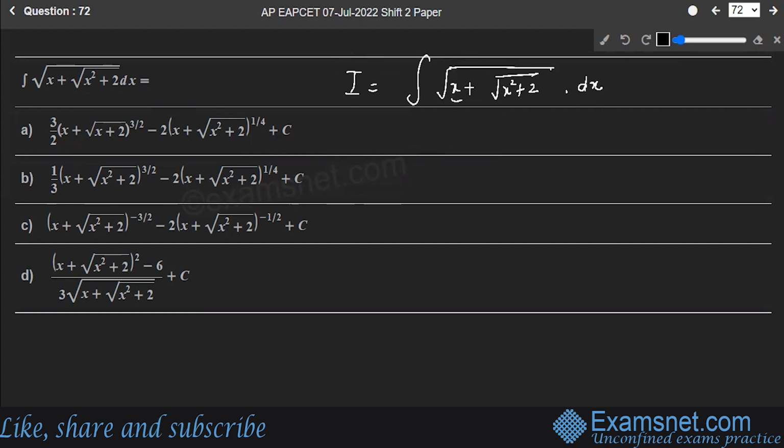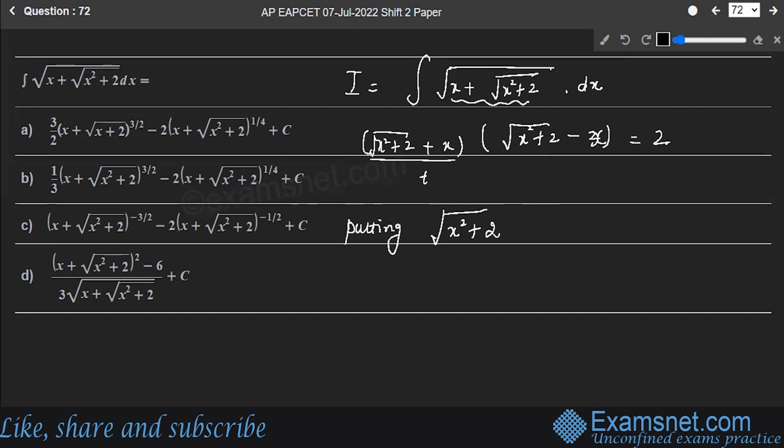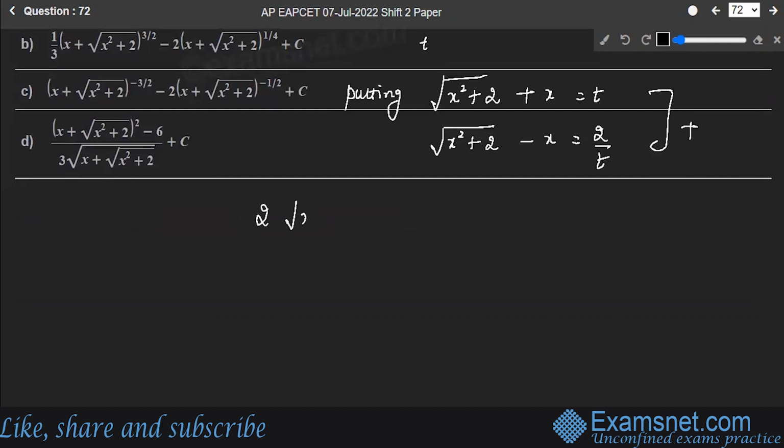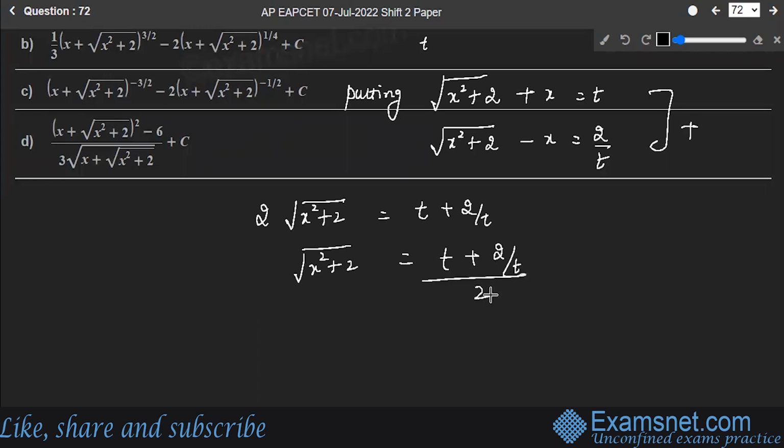If you just look at the inside expression, x root of x square plus 2 plus x into root of x square plus 2 minus x, this is equal to 2. If I put root of x square plus 2 plus x equal to t, then root of x square plus 2 minus x will be equal to 2 upon t. If I add both of them now, I'll get 2 root of x square plus 2 is equal to t plus 2 upon t, which will give me root of x square plus 2 is equal to t plus 2 upon t, whole divided by 2. So now, I hope this is clear till here.